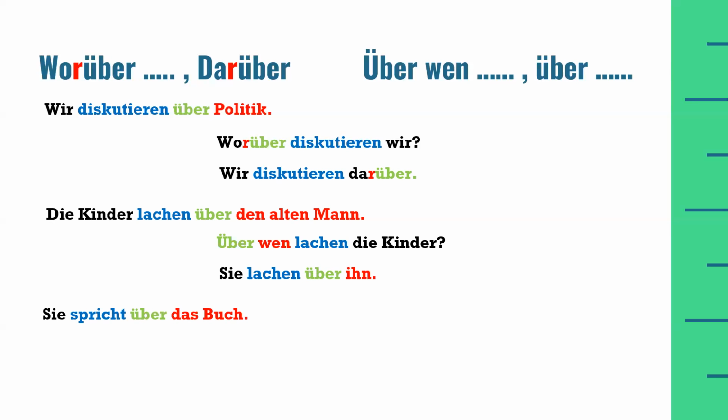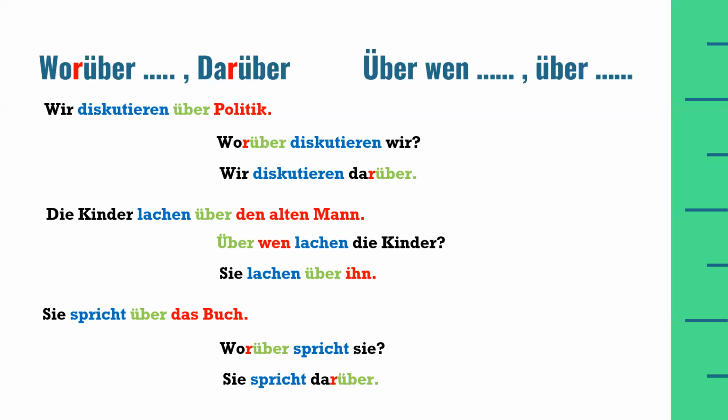Sie spricht über das Buch. She talks about the book. Book is again a non-living thing, therefore when we want to ask a question about it, we have to use the wo compound, and we have to combine it with the preposition. Worüber spricht sie? What is she talking about? Sie spricht darüber. She is talking about that. Now, darüber again is referring to das Buch.